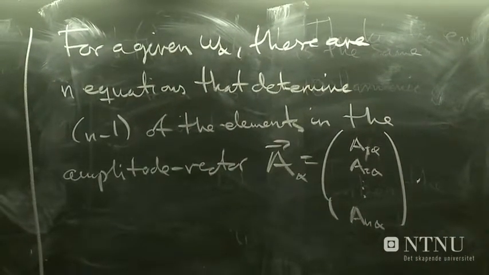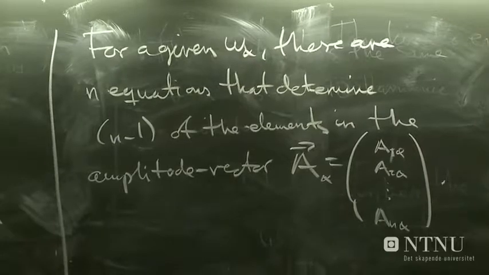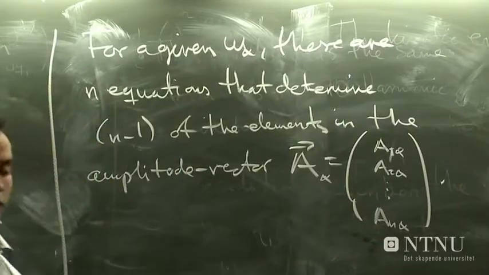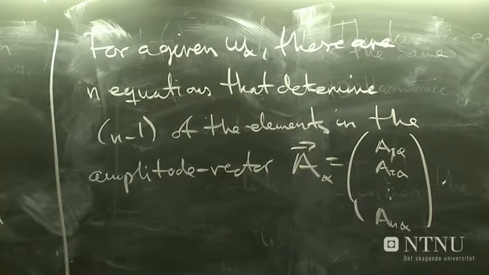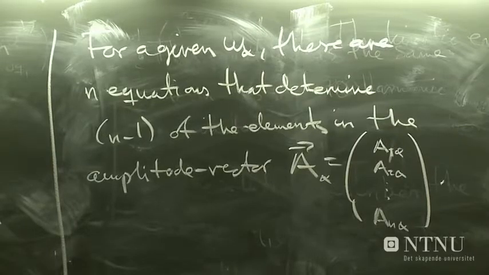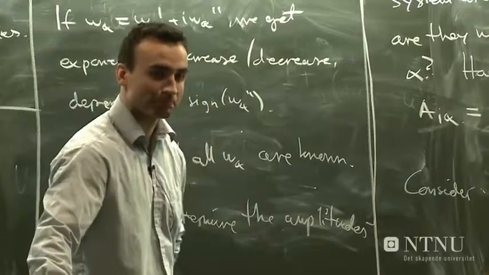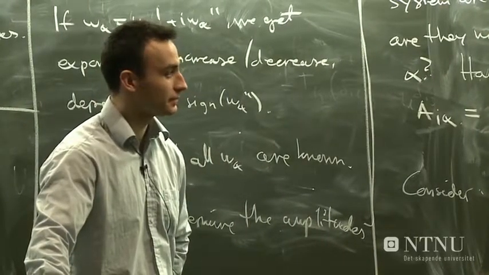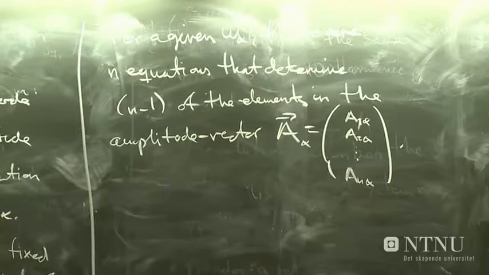So these are n equations, and they can be used to obtain n minus 1 of the elements in this amplitude vector that we introduced. That might seem a bit strange. We have n equations, but we can only determine n minus 1 of the elements. Does this make sense? And if so, what is the reason for it? Any ideas?